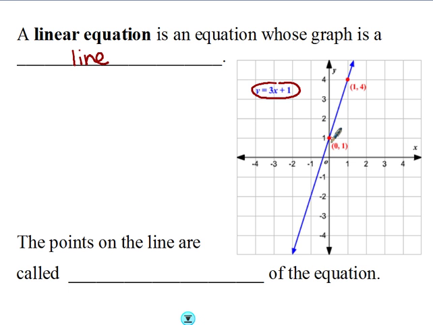Now the points on the line, there's one here, there's one here. Technically, there's actually an infinite number of points in between, that's what makes a line. All these dots connected together create a line. Now we're only focusing on the points that are exactly on the grid. And these points on the line are called solutions of the equation. These are the solutions. When you're solving an equation, these were what you were looking for. Now we'll get to that later, but just remember that the points are the solutions of the equations.